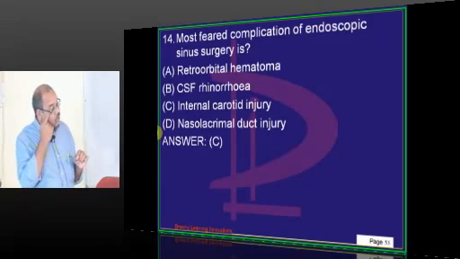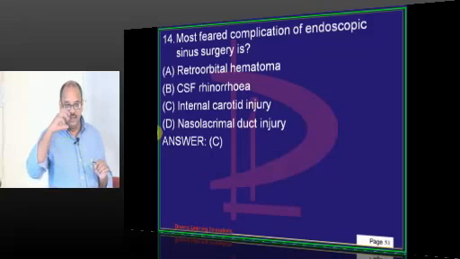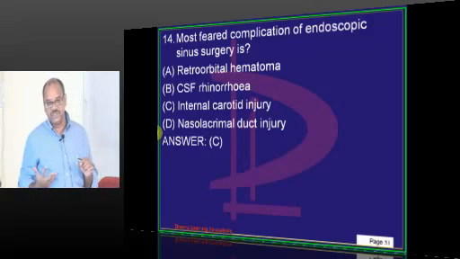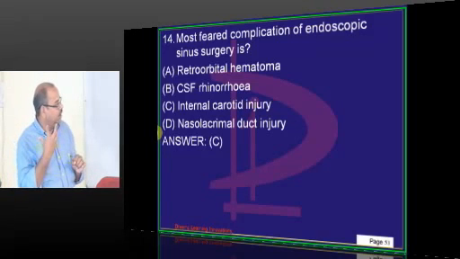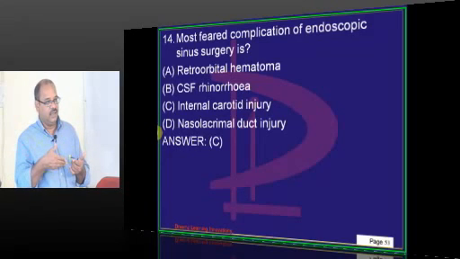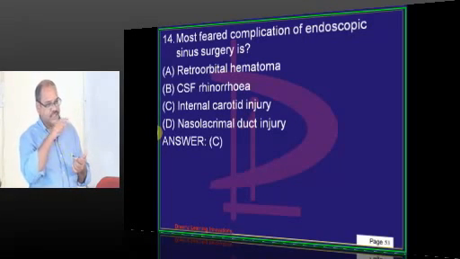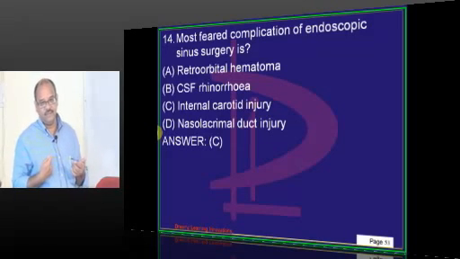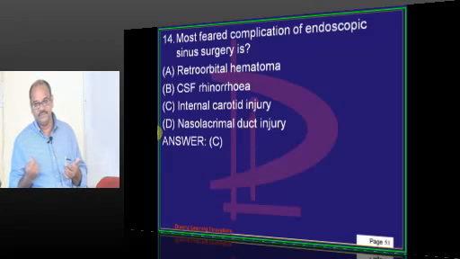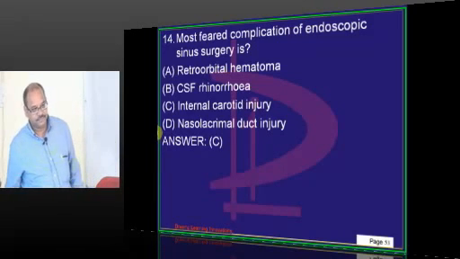Now, retroorbital hematoma is due to anterior ethmoidal artery injury, with the artery retracting into the orbit and causing continuous hemorrhage. It can be managed in various ways, like redoing the surgery, opening the lamina, doing the ethmoidectomy, tracing the optic nerve, and then tracing the hematoma and evacuating it. That can be done. But internal carotid artery injury is very difficult to manage. So, out of all the four, internal carotid artery injury is the answer for this question.